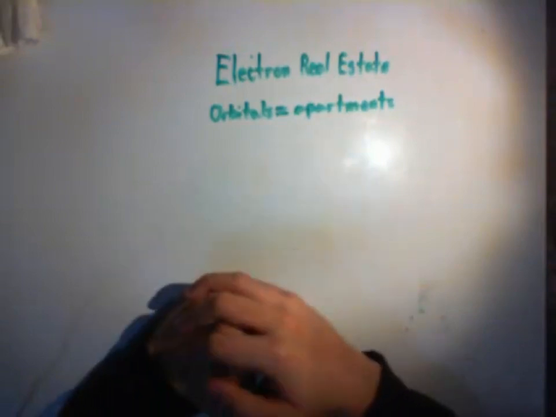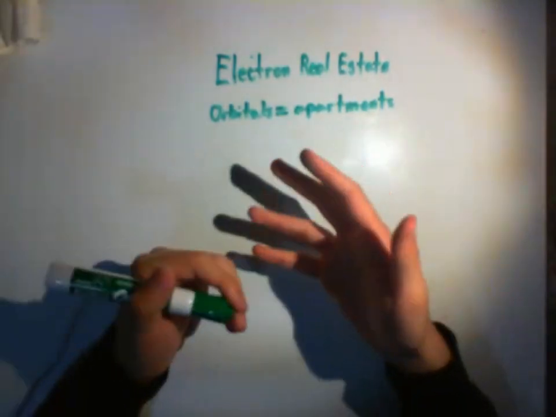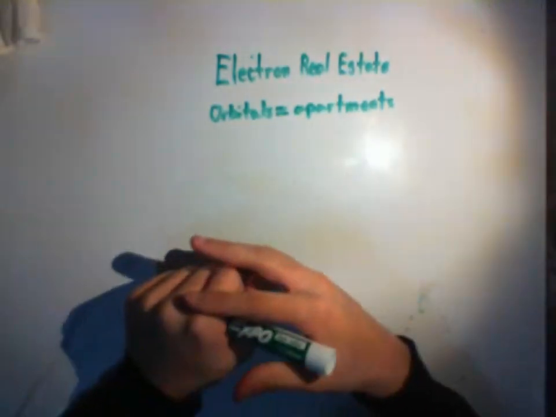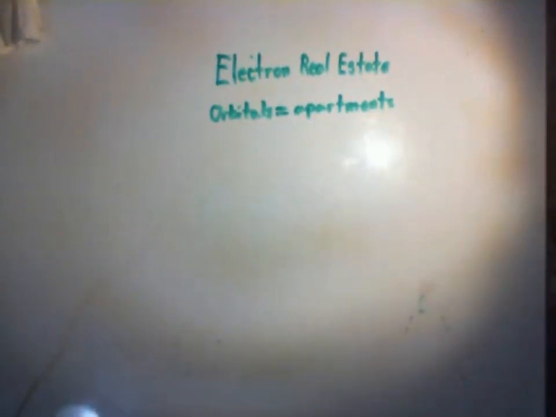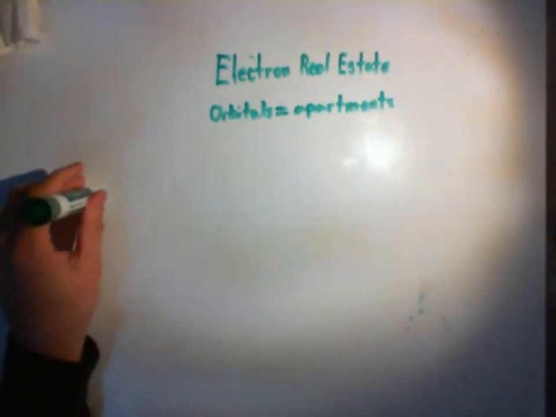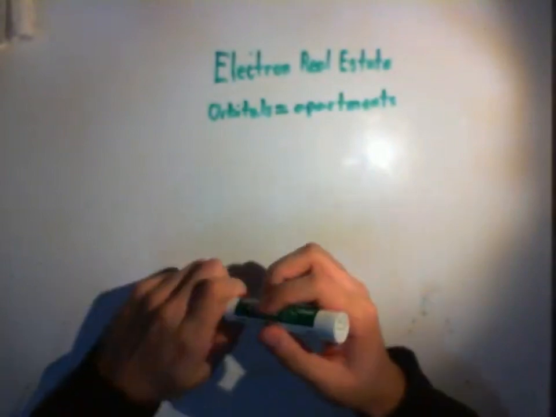Okay, the second shell can hold 8, the third can also hold 8, but the fourth can hold 18, and it increases, so on and so forth. Okay, now, as I said before, not all quote-unquote apartments on a floor are the same. Each floor has orbitals, or different types of apartments.